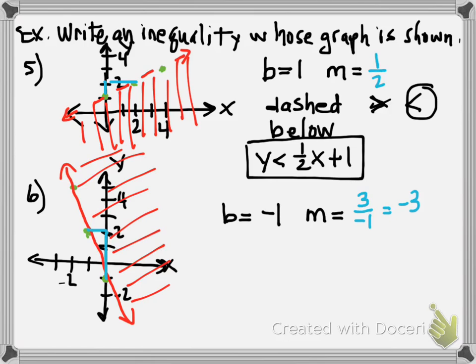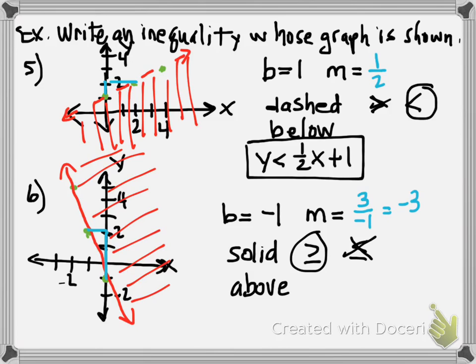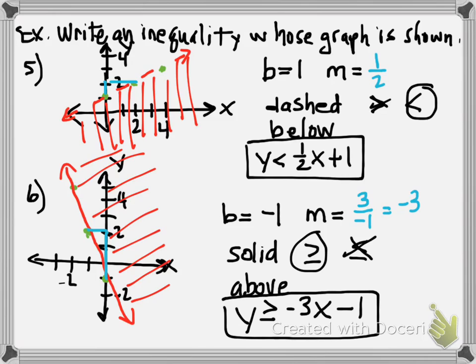Okay. Then I look at my line. What kind of line do I have? Solid. So solid says you have two choices. It's either greater than or equal to, or less than or equal to. Then the shading tells me, is that shading above or below? Of those two inequalities, which one means above? So now I have everything I need. Y is greater than or equal to -3x, and I don't write plus -1, I just write -1. Okay, and that's it.